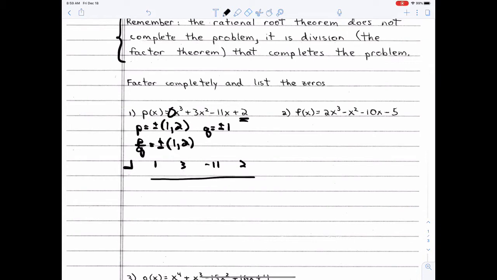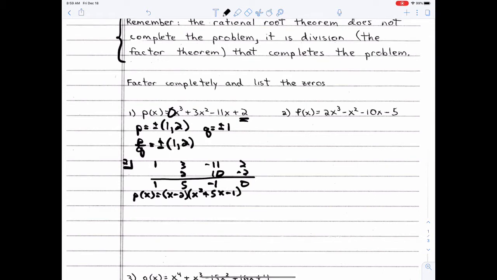The next thing we'll try is 2. So we have 1, 2, 5, 10, negative 1, negative 2, and 0. There you go. So we've got P of x equals x minus 2. That's the divisor. And the quotient is x squared plus 5x minus 1.